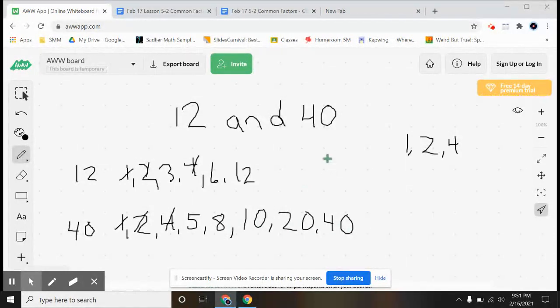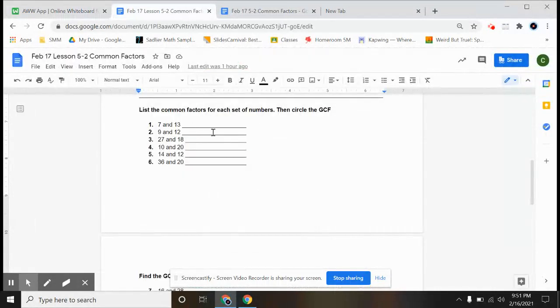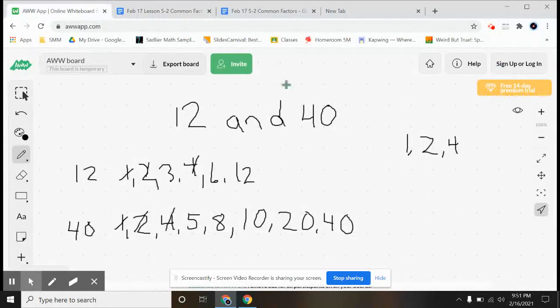If I was working this problem on my assignment today, I would list those common factors right here. I would list 1, 2, and 4 on that line if I was looking at these numbers, but I'm not using those numbers because Ms. Malone didn't want to do a problem that you're going to have to do later today.